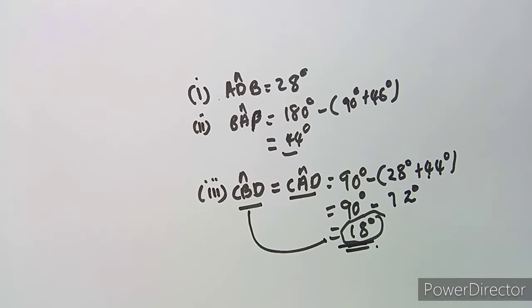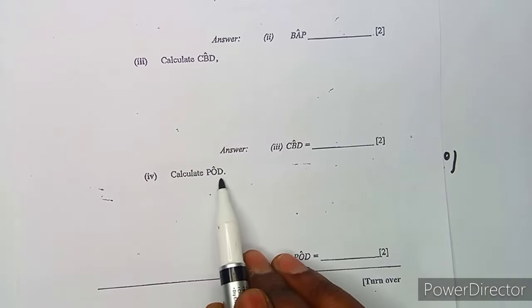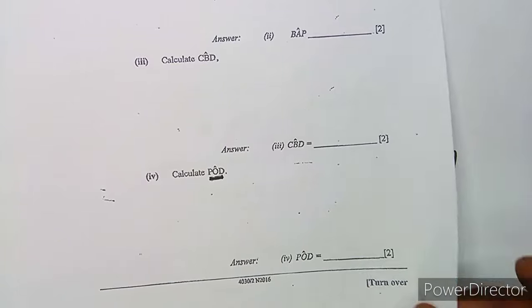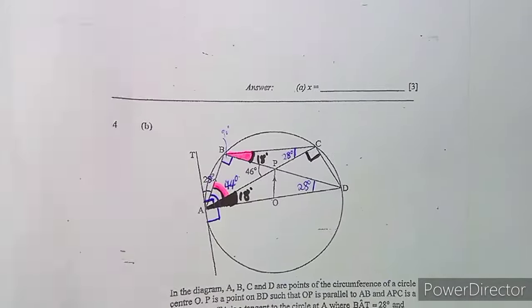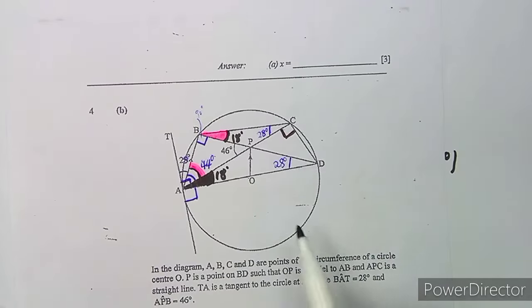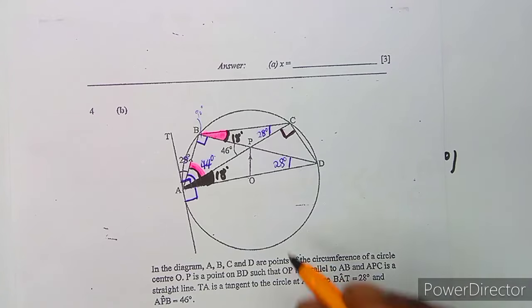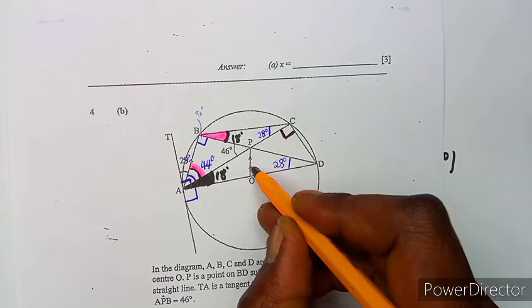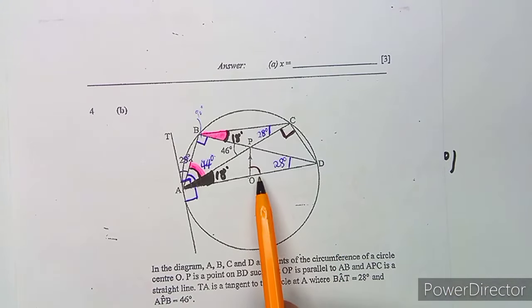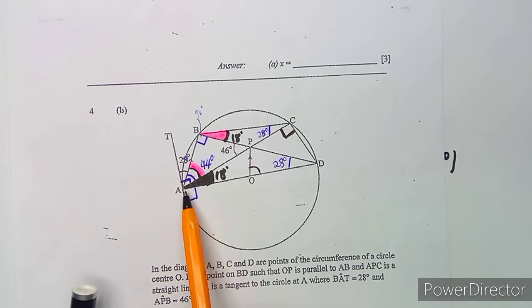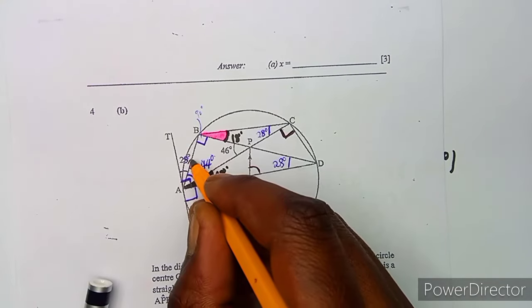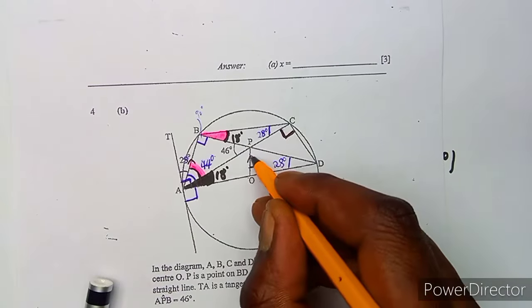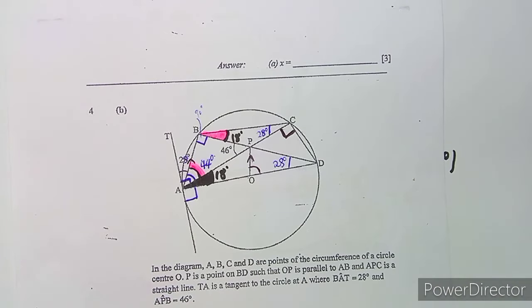All right, another angle was POD. Let's locate our angle POD here. That's POD, that is this angle here. So which concept can we use, guys? You're going to obtain POD from the fact that we are given that AB is parallel to OD. These lines are parallel. So if you extend these lines, it can actually make sense.